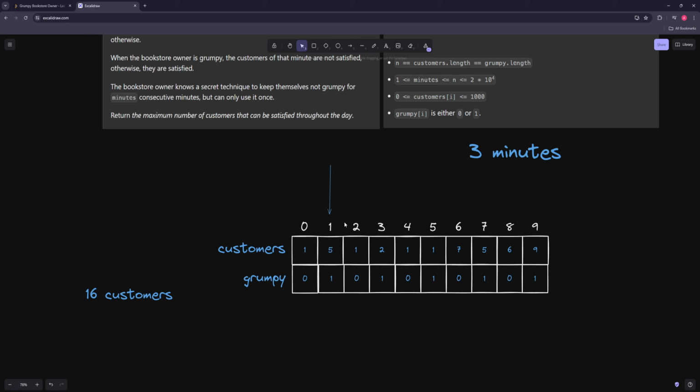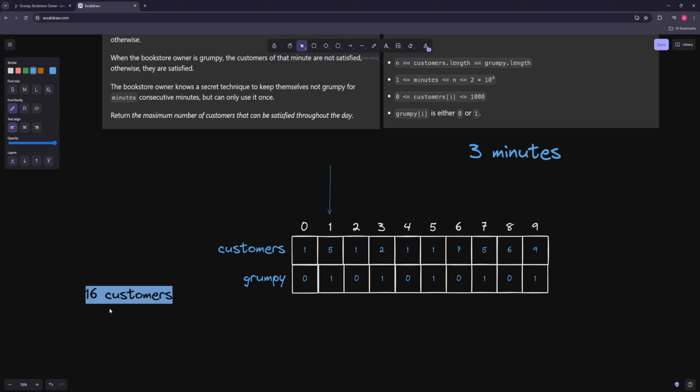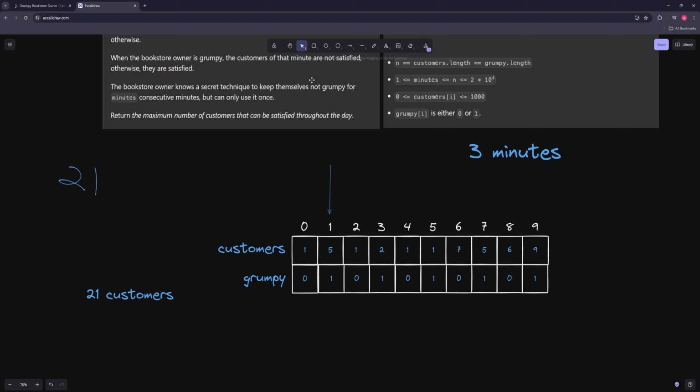There we go. Okay, so at this time, they were grumpy, so we didn't include this value in our original 16. But now, if this is part of our window, where the person is not grumpy, then we're going to add this to our number. So our number now will be 21. And this is our best seen so far, so we'll store that. Then we keep going. They're not grumpy here, so that means we already have this value added, so nothing to do. Now here, they were grumpy, so we didn't have this value added, so we'll add 2.